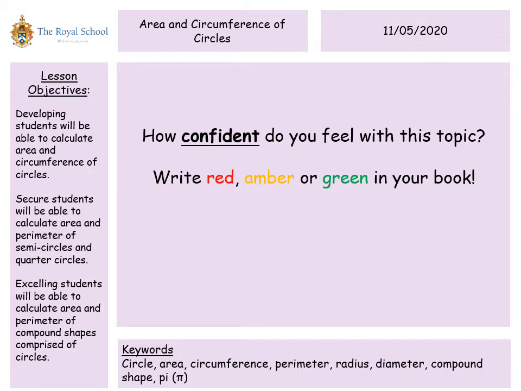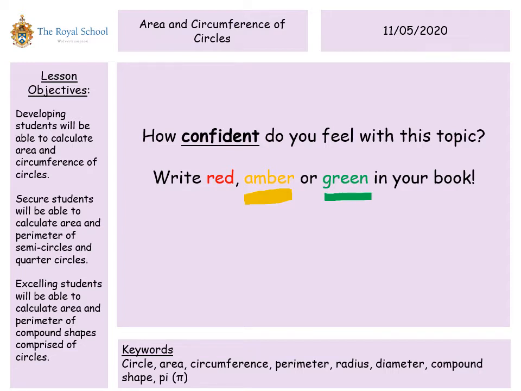So the green activity is the first one that's on the Word file, and that is going to have 0 support. So there's some questions for you to try straight away about the use of this formula. The amber activity is the middle one. So the amber activity has a little bit of support for those questions. So there's a bit of a matching activity for you to do.